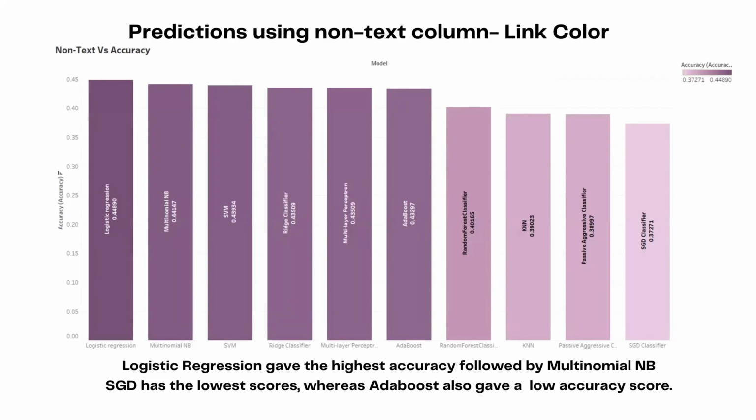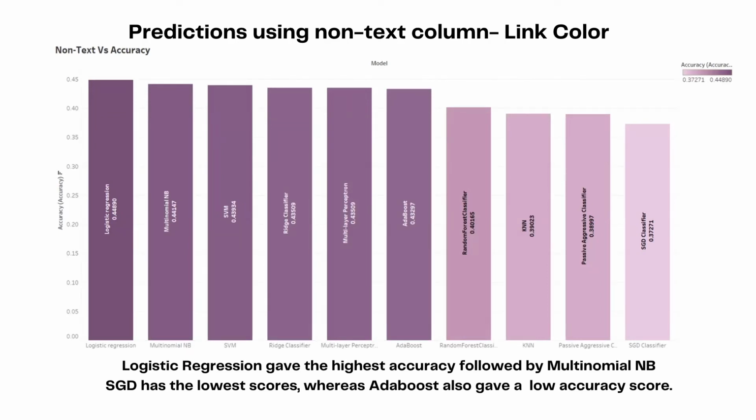This is the first prediction that we did. It is using the non-text column link color. We specifically chose link color because we saw some variations in the visualizations, and some conclusions we could draw on the gender based on the link color.